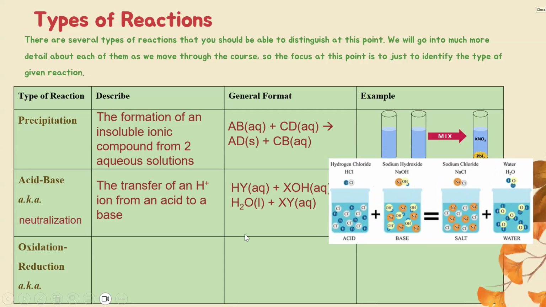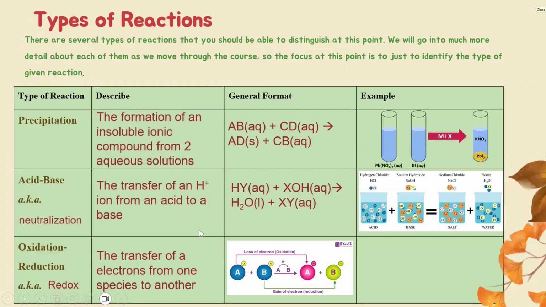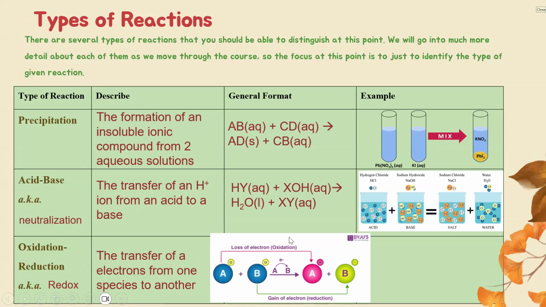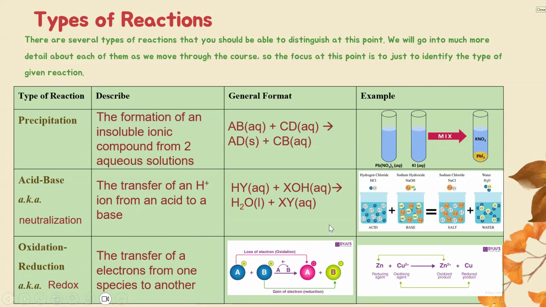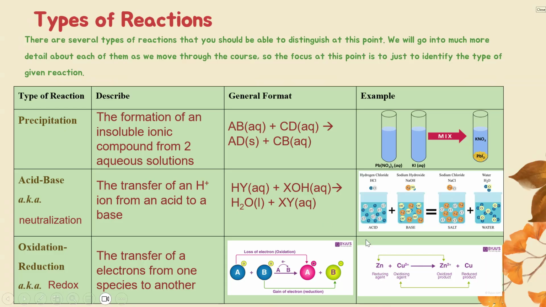So then finally, we have oxidation reduction reactions, also known as redox. So redox is the transfer of electrons from one species to another, and that might look like this. When you lose electrons, that's called oxidation. When you gain electrons, that's called reduction. I'm going to talk about that much more in just a minute. So if you want to look at an example, whoops, that one didn't zoom for me.